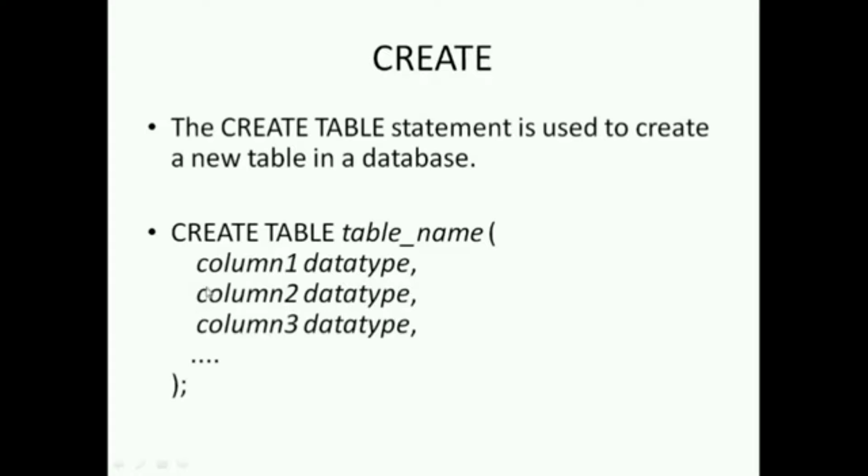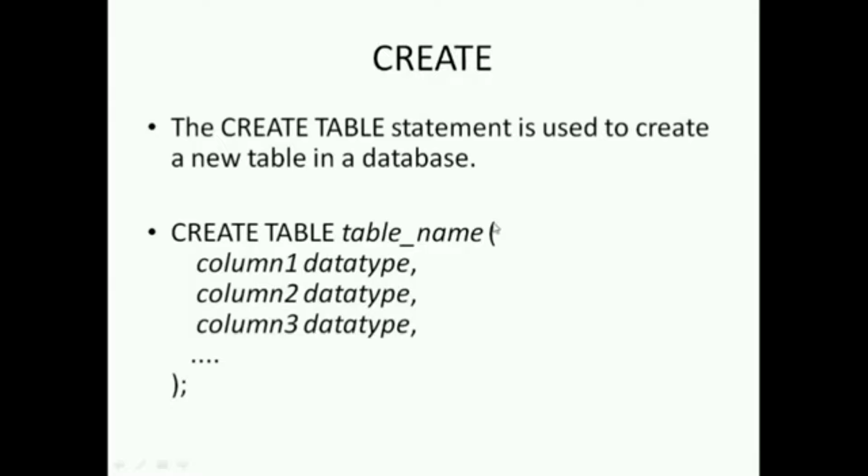So the syntax looks like this: create table followed by the table name, and inside the brackets you will have the column names followed by data types. You can have any number of columns, from 1 to any number. Column name followed by data type, comma, second column and data type, third column and data type, like this.